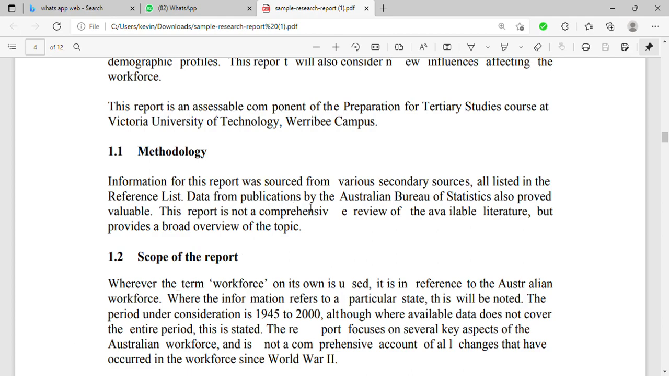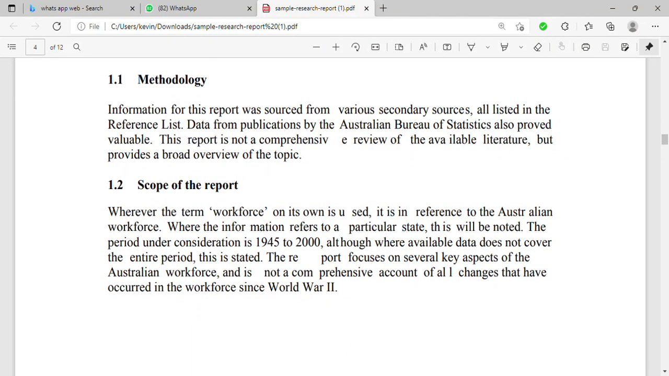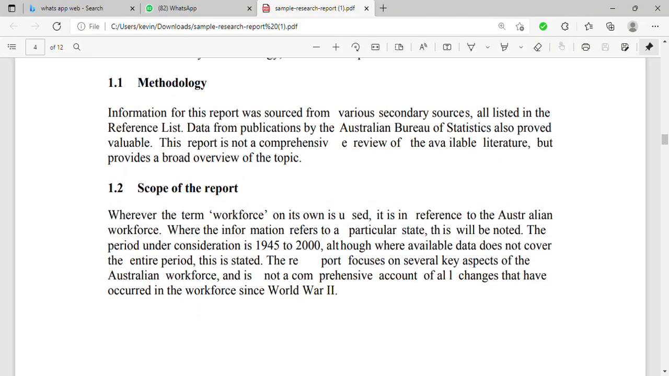Information for this report was sourced from various secondary sources, all listed in the reference list. Data from publications by the Australian Bureau of Statistics also proved valuable. This report is not a comprehensive review of the available literature but provides a broad view of the topic. Then we said under the introduction we also raise the scope of the study, and this includes the subject scope, the geographical scope, and then the time scope.